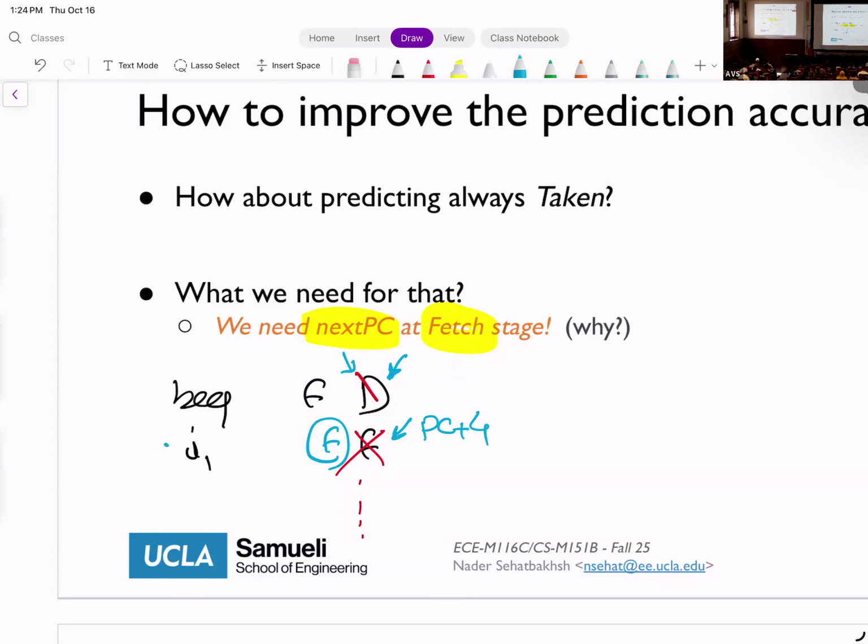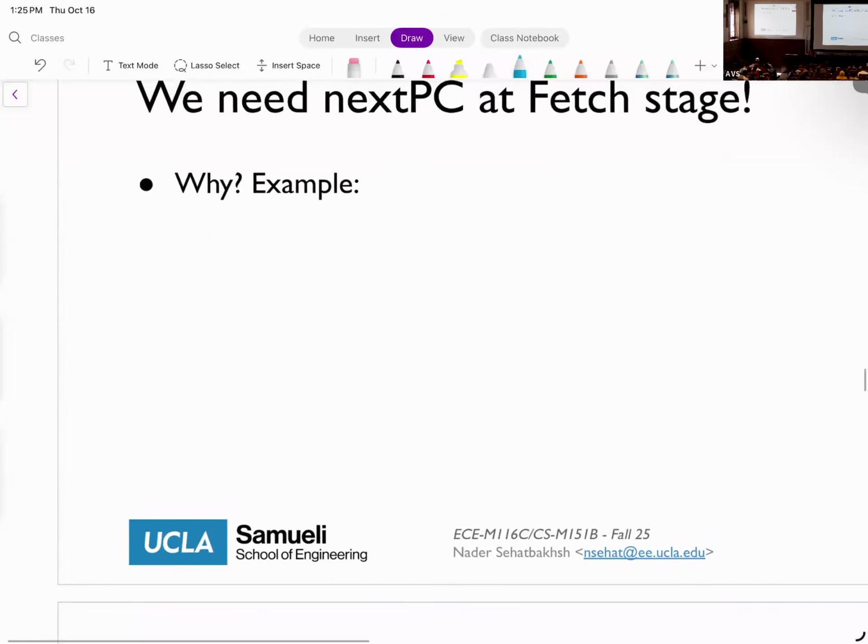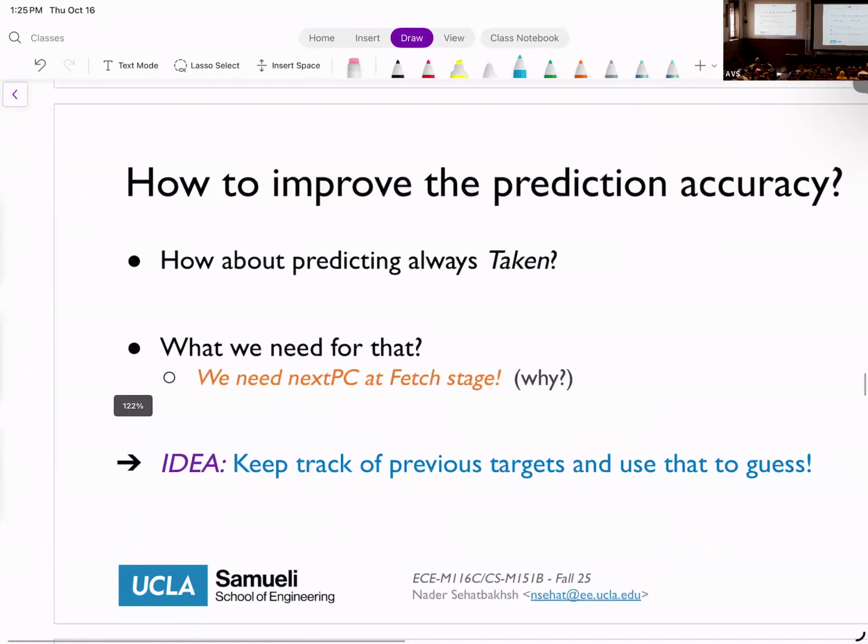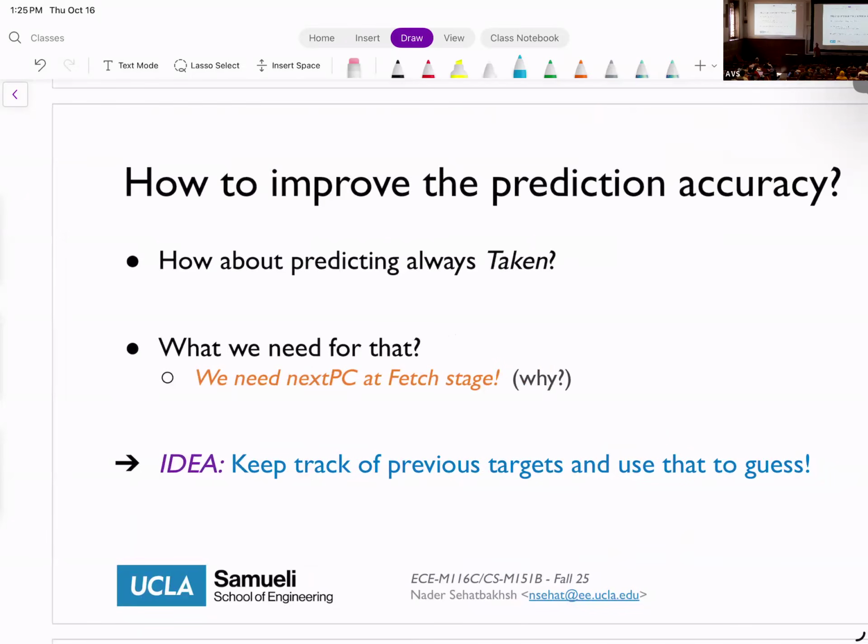So let's see, can we somehow also predict my next PC during the fetch stage? So this is the idea that we're going to go after. We're going to keep track of the history and the past, and using this history, we're going to know what the next PC is going to be. The first time I see a branch, I have no idea, so I can predict not taken. But the next time I see that branch, I'm going to predict taken because I saw that branch before.